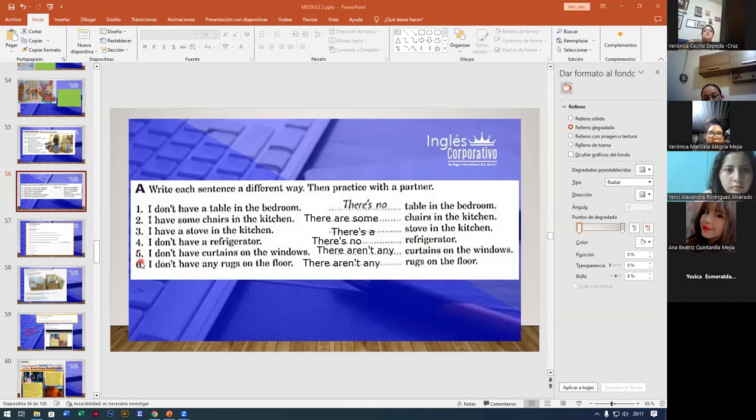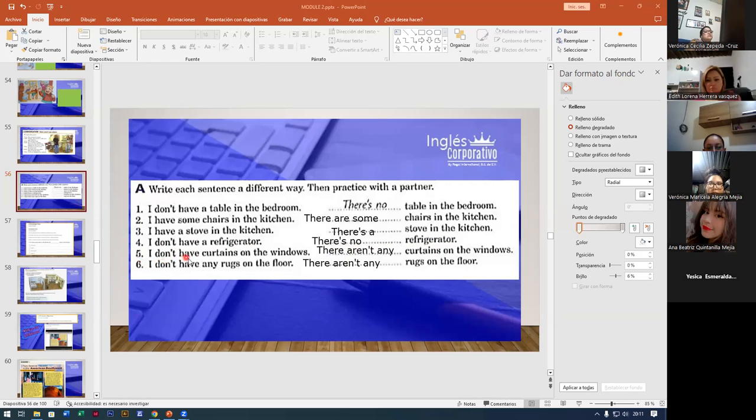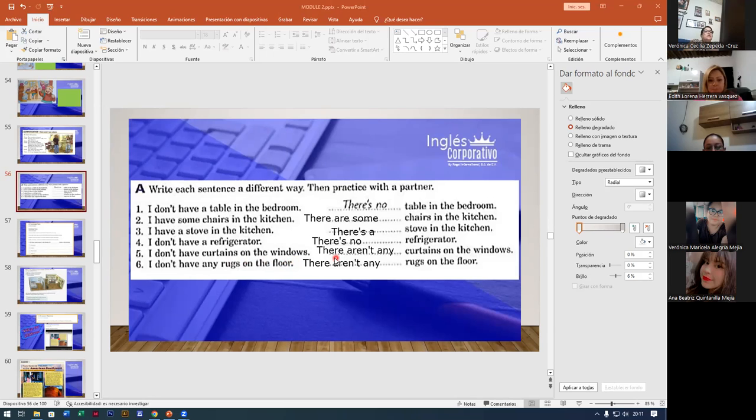Jensi, are you present? Sí. Yes, okay. Can you read number five, please? I don't have curtains on the windows. There aren't any curtains on the windows. Very good, thank you.